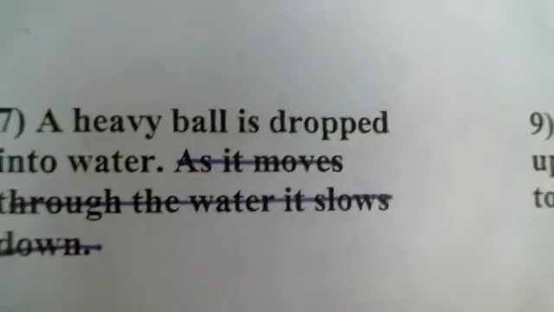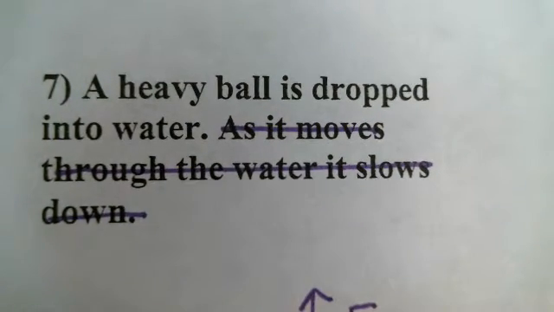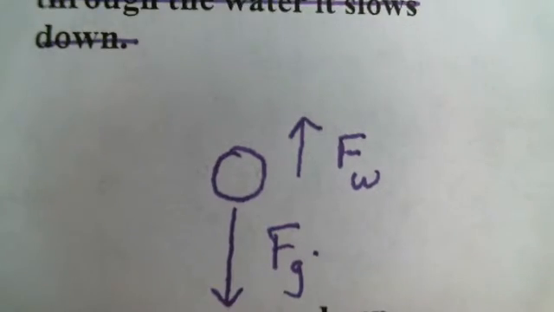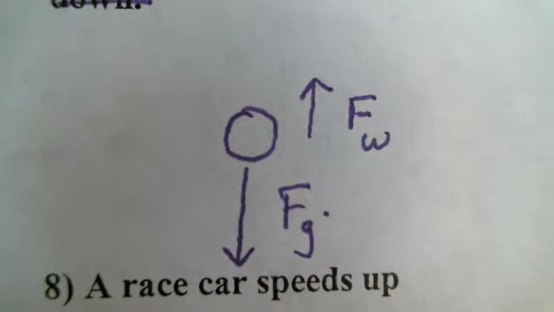Number 7. A heavy ball is dropped into water. Would you please cross off the second sentence? I don't think that is appropriate. And here is the picture that goes along with it. Just have a round circle for the ball. Force of gravity pulling downwards, F with a subscript G for force of gravity. And the ball is still going to be falling downwards, accelerating down and down. It's just simply not going to be accelerating as fast as before.